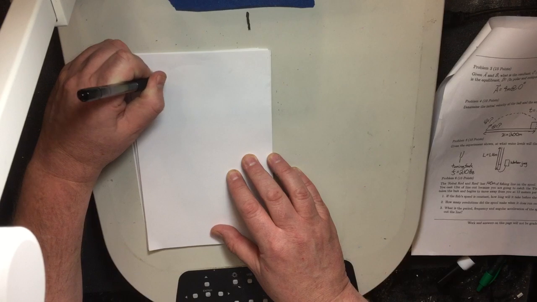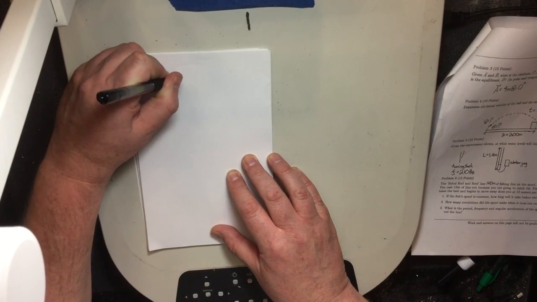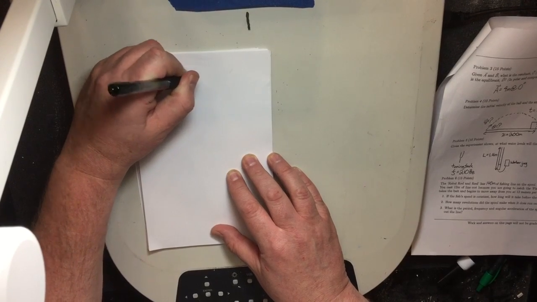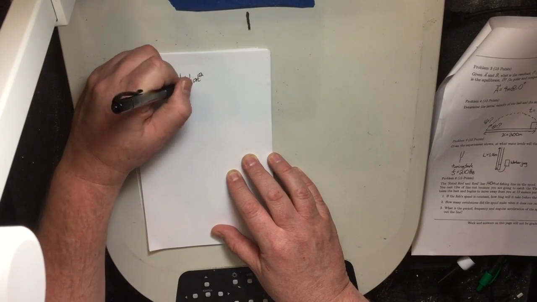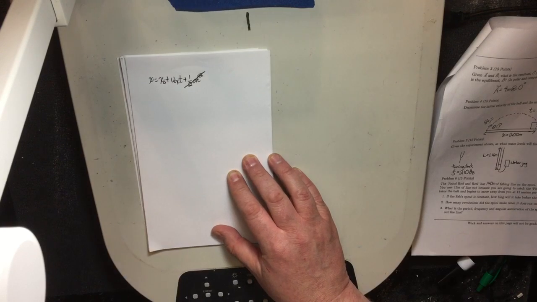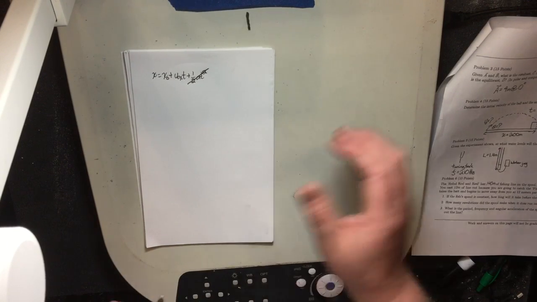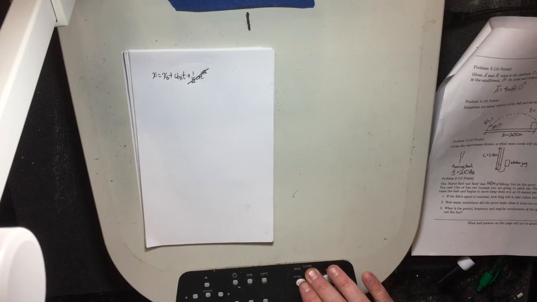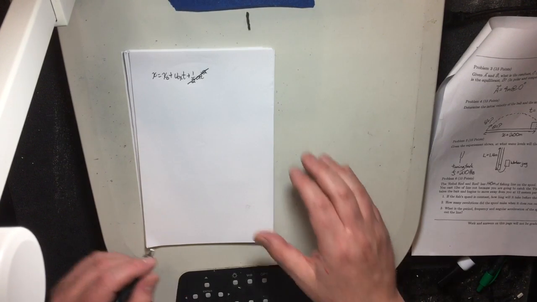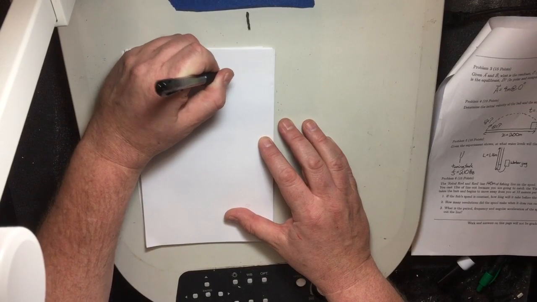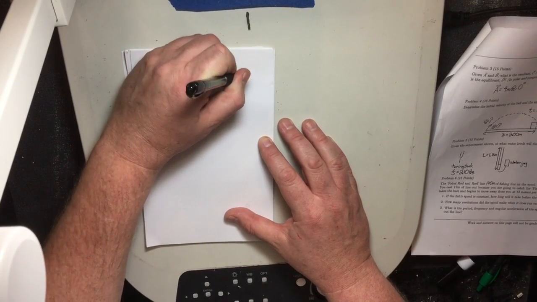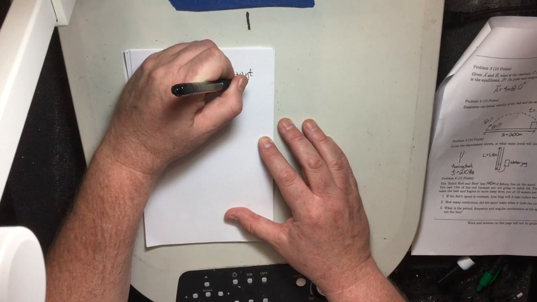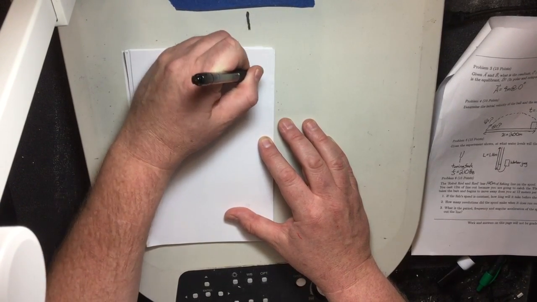x equals x naught plus v naught x t plus 1/2 a t squared. Actually, you don't need the a because there's no horizontal acceleration. Next, y equals y naught plus v naught y t plus 1/2 a t squared. That y should be a subscript.